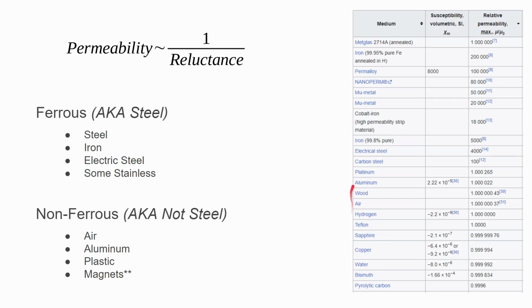Up at the top, we can see how steel has about 100 times higher permeability than these non-ferrous materials. Some of these other materials are much higher, but for the most part, these are just super alloys that you'd never actually work with.